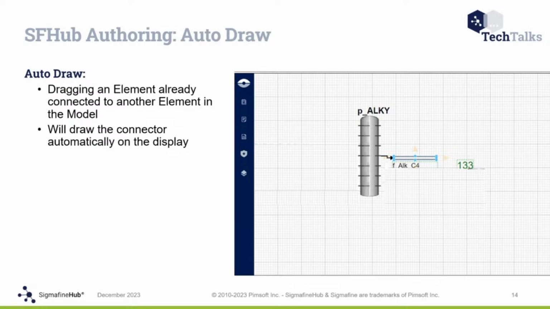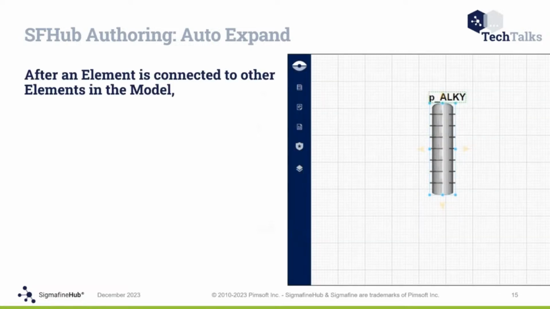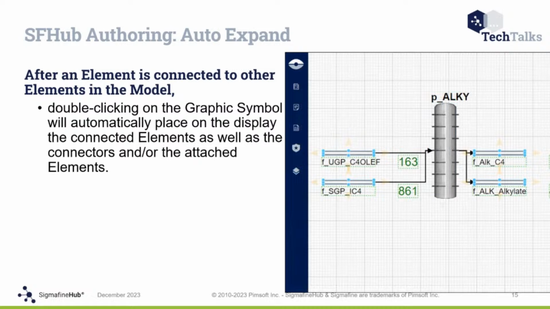The other principle is auto expand. For the same element, you have this column on the display, and you double click on it. As soon as you double click on this element, all the connected elements will appear on the screen, and their connectors will be drawn automatically on the display.